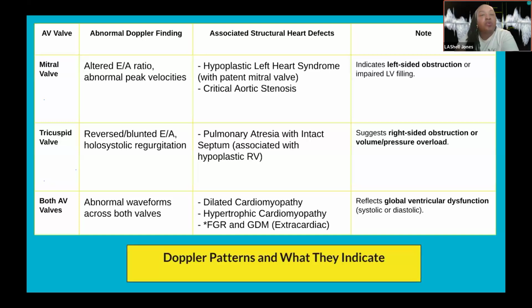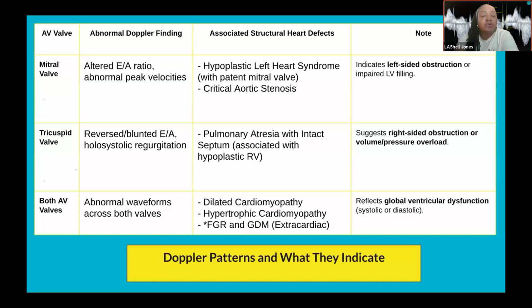All right. Now, what are some Doppler patterns and what would they indicate when we're assessing these valves? Starting with the mitral valve, if you have an altered E/A ratio or you notice some abnormal peak velocities in the mitral valve, this is especially associated with hypoplastic left heart syndrome or critical aortic stenosis. Okay, so that usually indicates some kind of obstruction on that left side or impaired left ventricle filling.